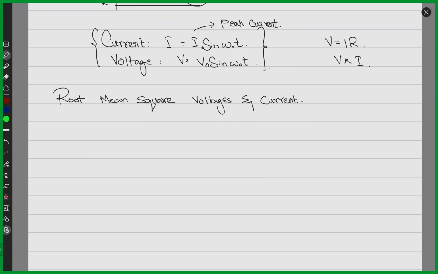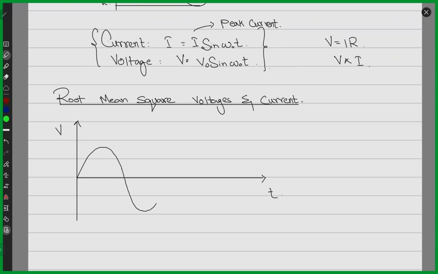So let me again draw this graph. This is my voltage and this is my time. Suppose that I have a sine function, something like this, right? And it continues on. So ignore my drawing. It's not the best, but it does the job.